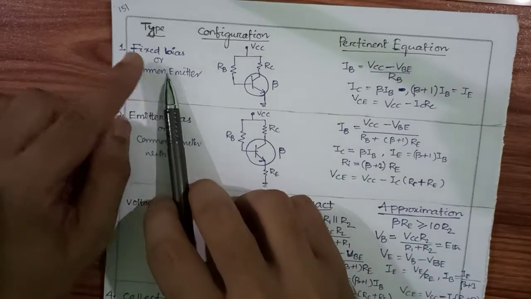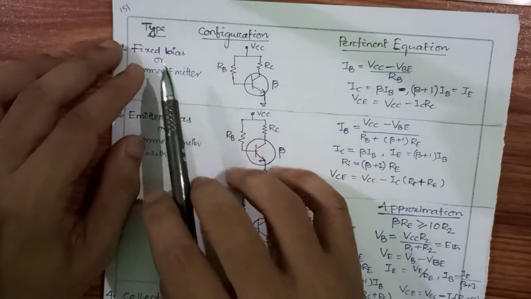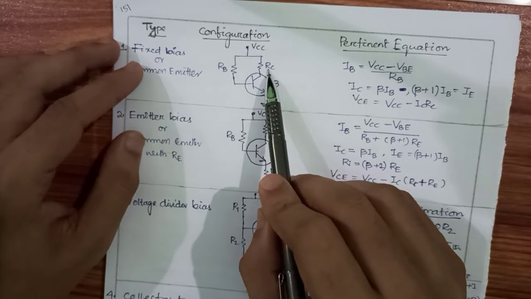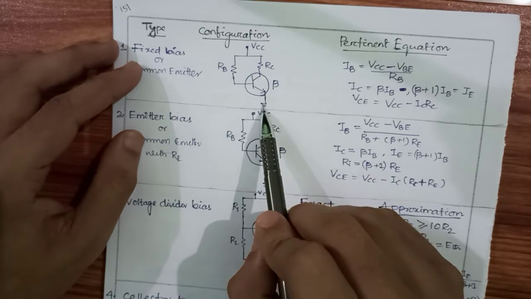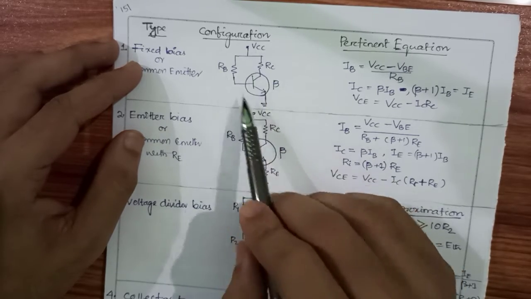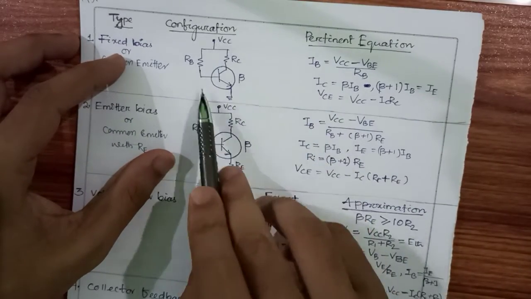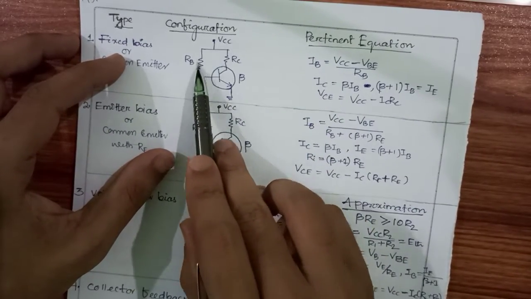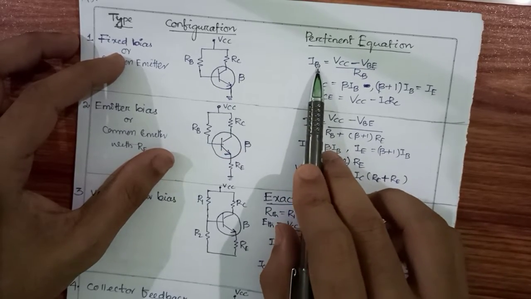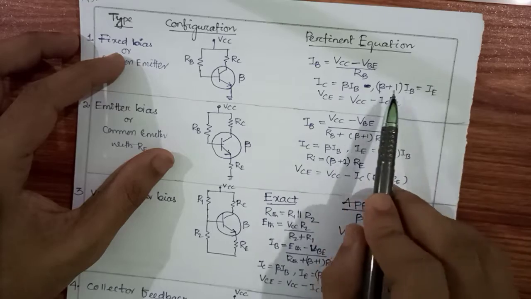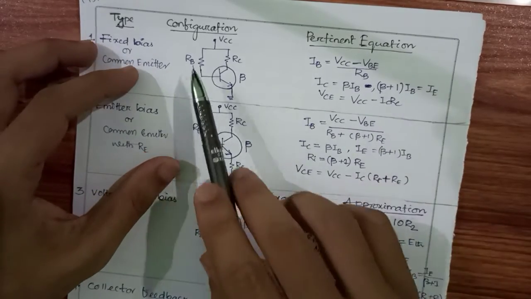At the start, we read the fixed bias configuration, which is called common emitter configuration. In fixed bias configuration, there is a collector resistor, there is a base resistor, and our emitter is grounded and a VCC is applied. For that, first we found the value of IB, which is nothing but VCC minus VBE upon RB. This is the base current, and the collector current is nothing but beta times IB. We know the relation between IE and IB: IE is equal to (beta plus 1) IB. That is for the input side.